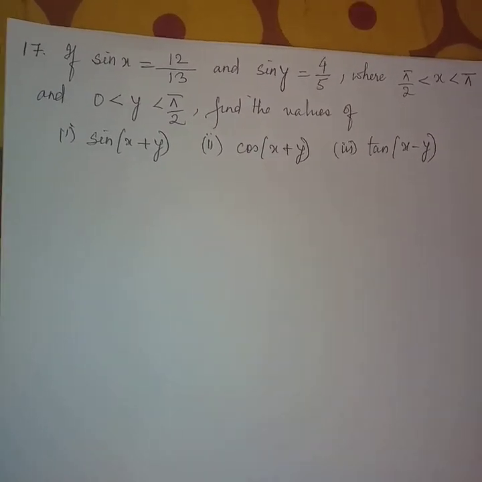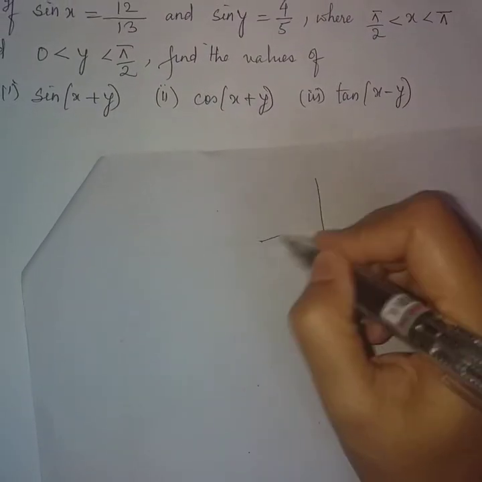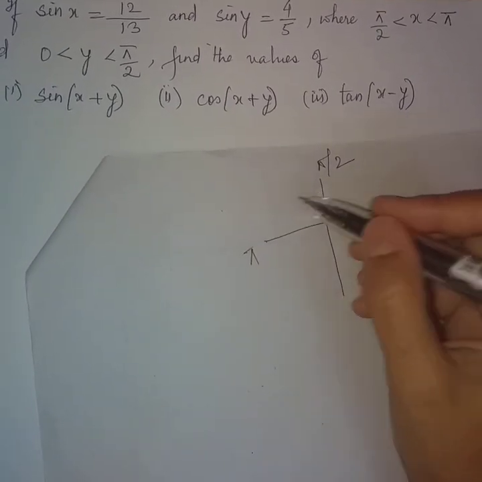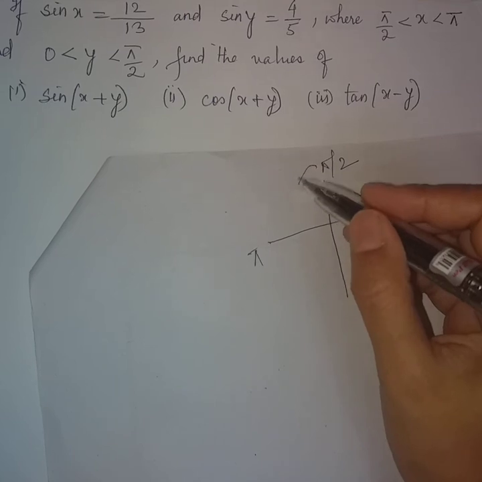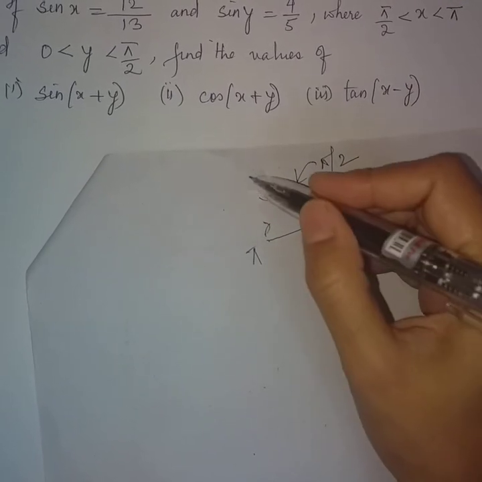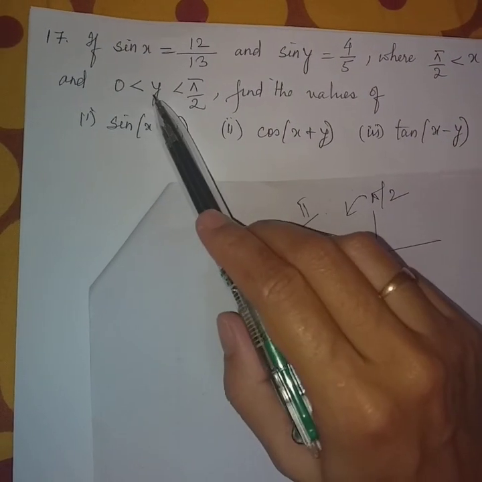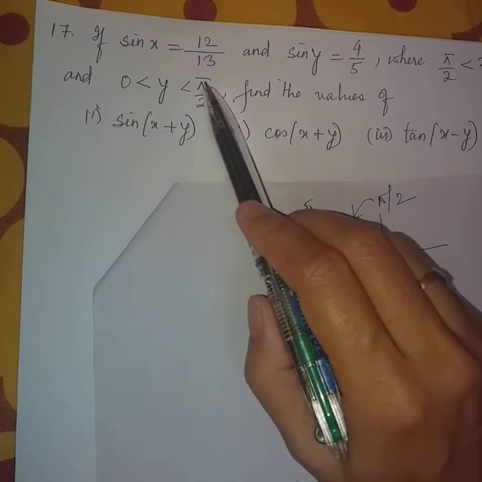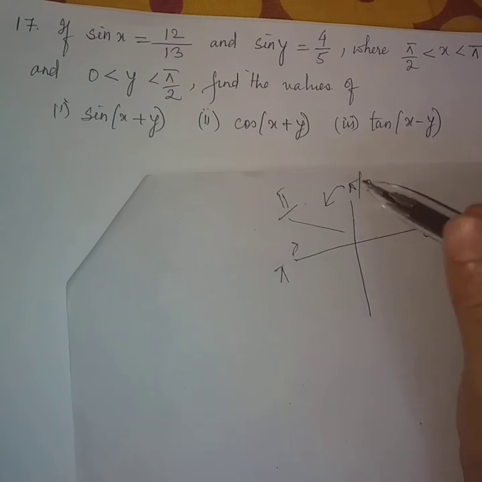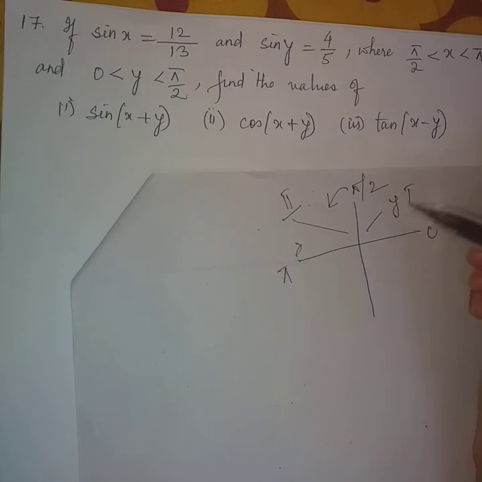We know x lies between pi by 2 and pi, so x is greater than pi by 2 and less than pi. It means the angle x lies in the second quadrant. And y is greater than 0 and less than pi by 2, so in between 0 and pi by 2 means y lies in the first quadrant.